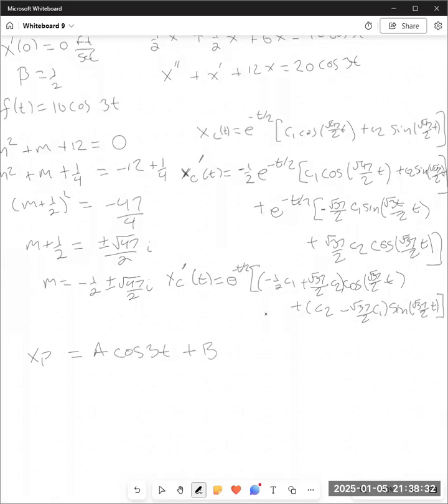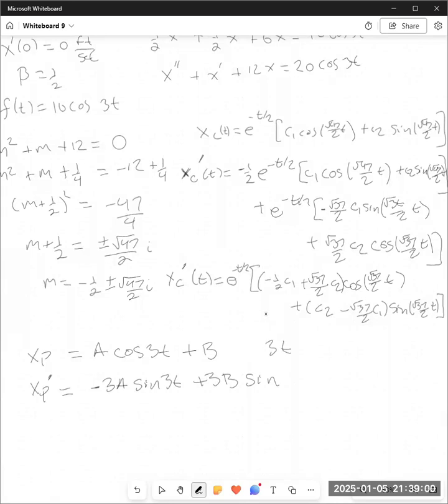Plus, if I said a twice, I meant a and b, like that. There's no 3t's in my xc, so I should be good here. I need to go out to the second derivative. So xp prime is equal to negative 3a sine of 3t plus 3b sine.